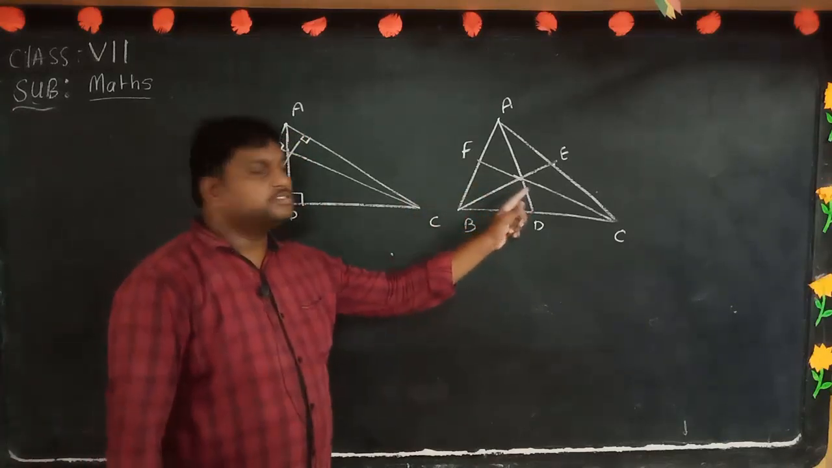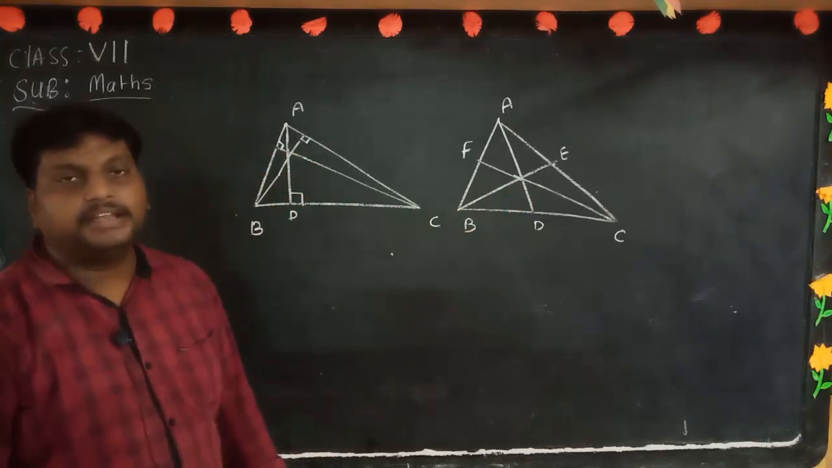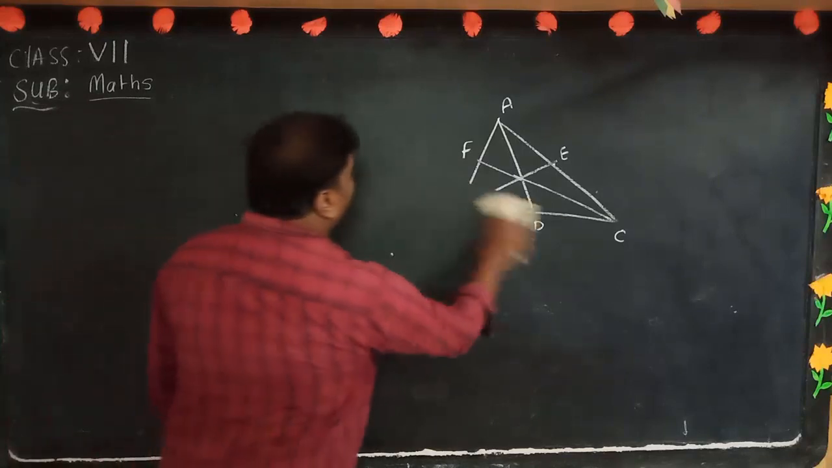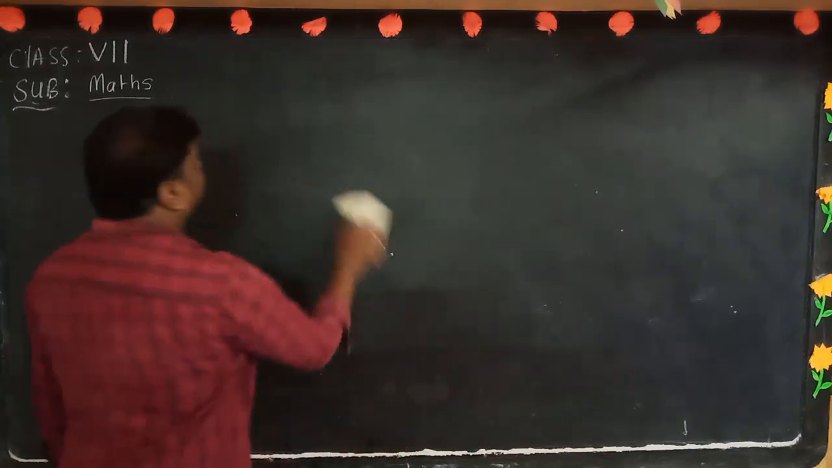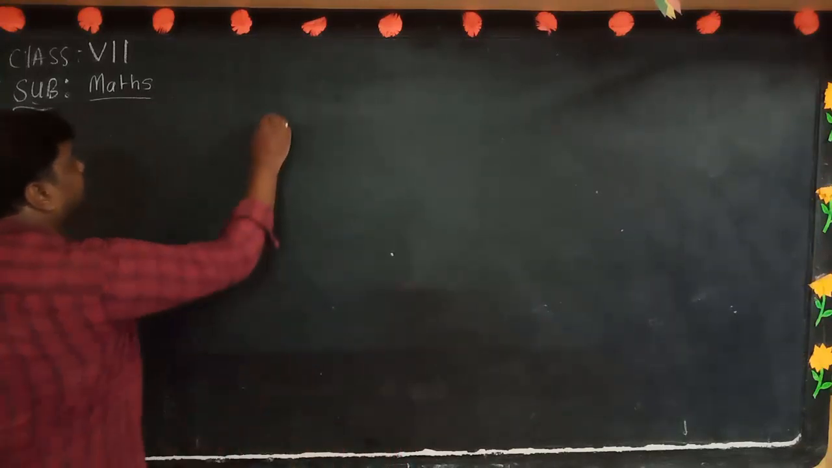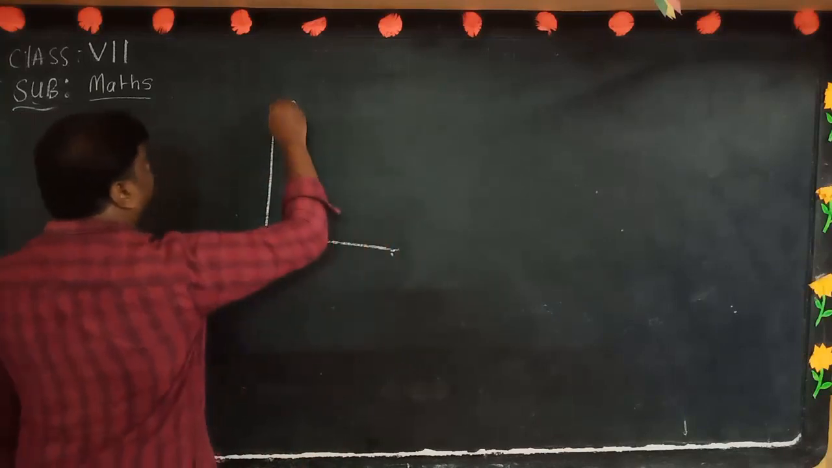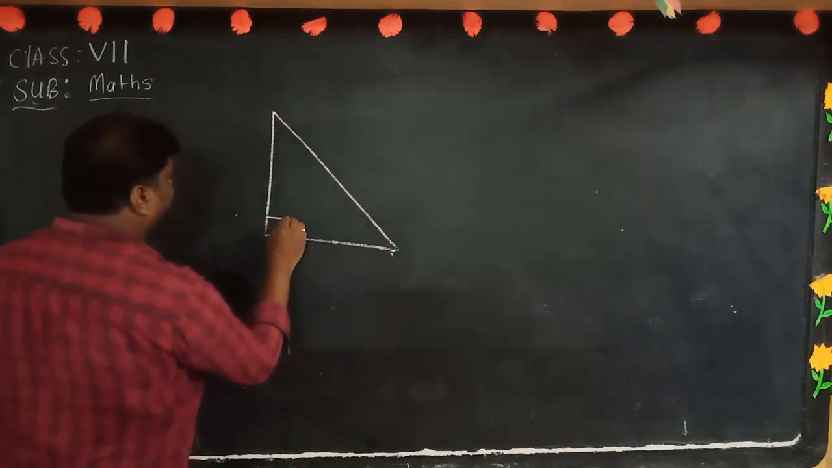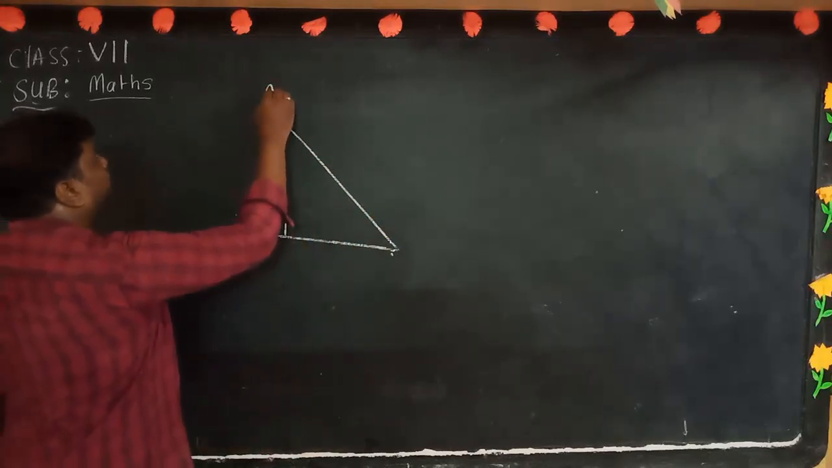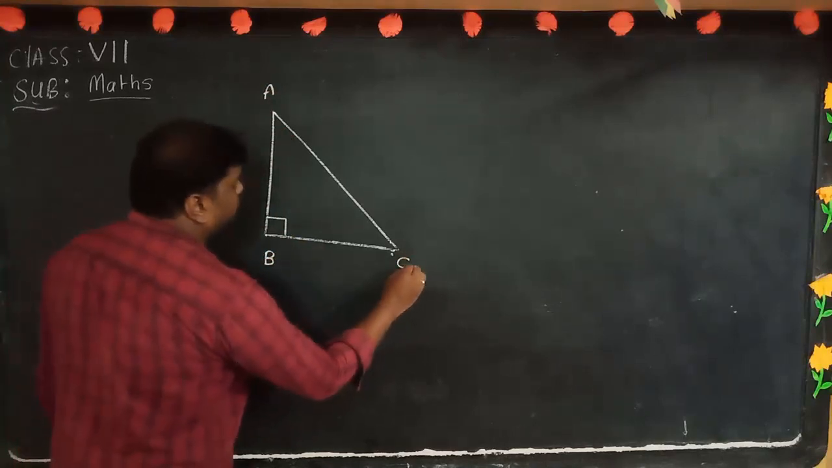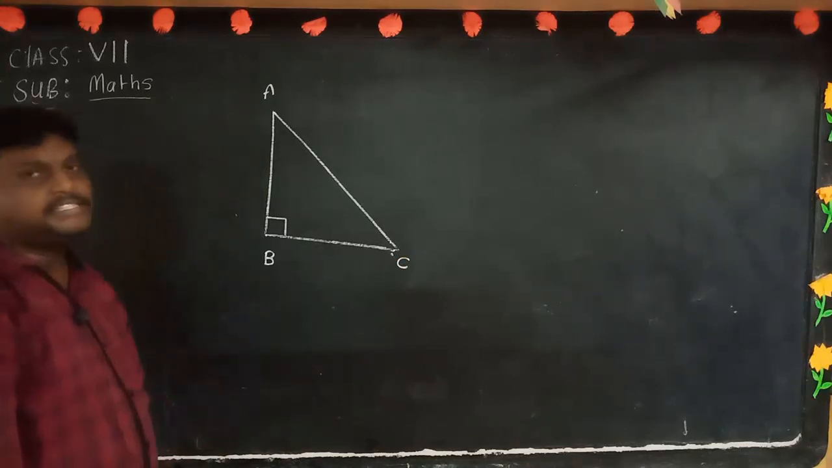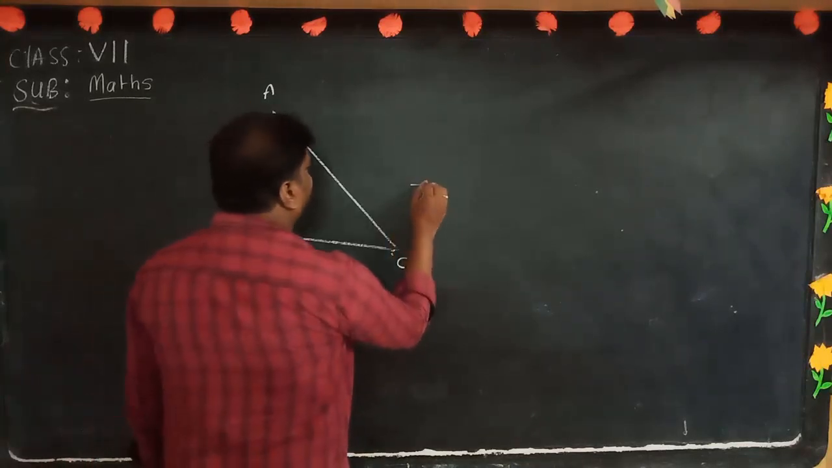See here, the medians are different and the altitudes are different in a scalene triangle. Now the altitude in the right angle triangle and the obtuse angle triangle, just observe. In a right angle triangle, where is the altitude? What is the definition of altitude? The perpendicular line from one vertex to the opposite side. This AB is the altitude in the right angle triangle.